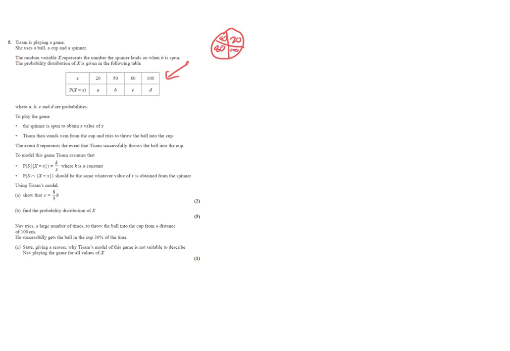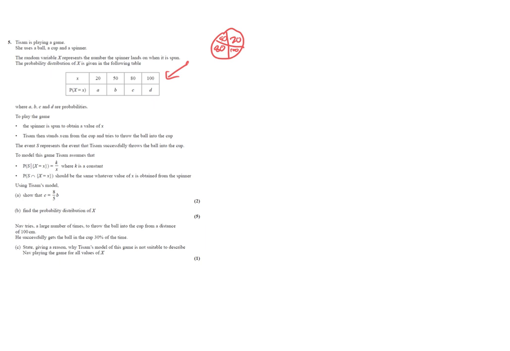So she spins a spinner, that's the number of centimetres. So you spin the spinner, it comes up 80. So then you stand 80 centimetres from the cup, and then you throw the ball into the cup. She must have a lot of time on her hands to be doing this, right?